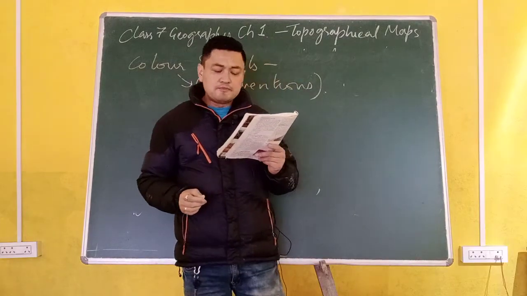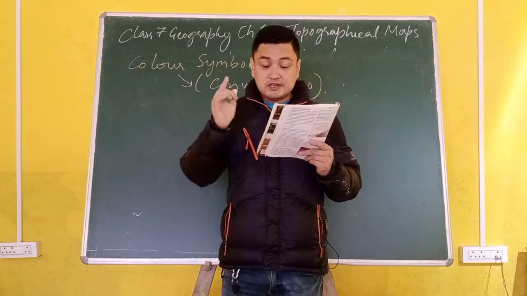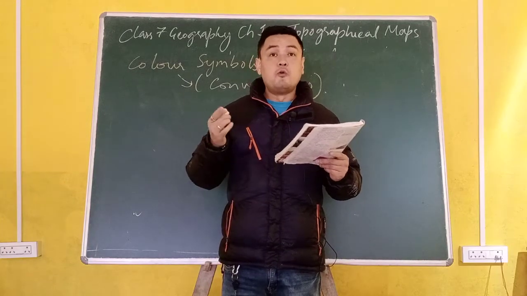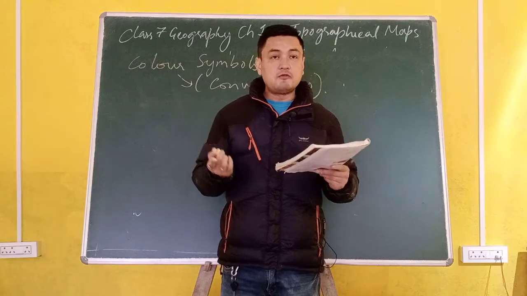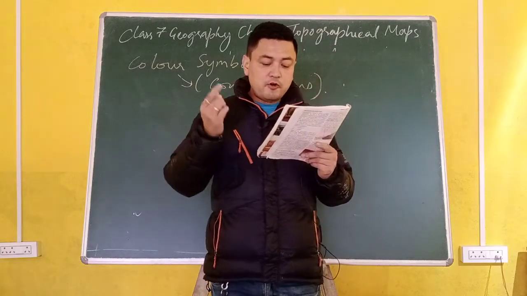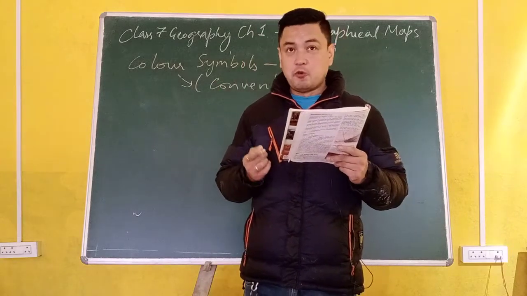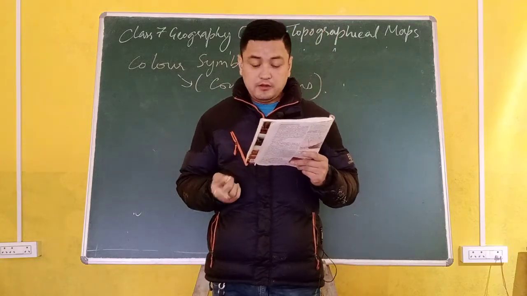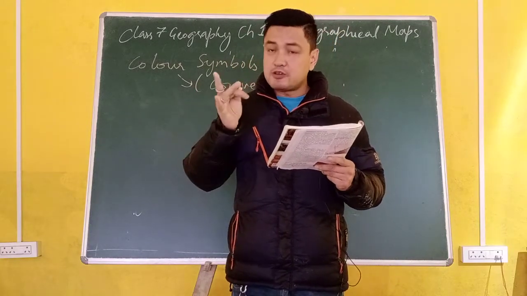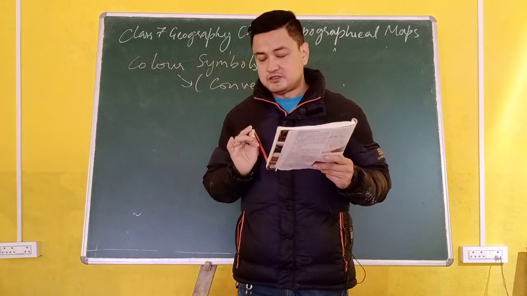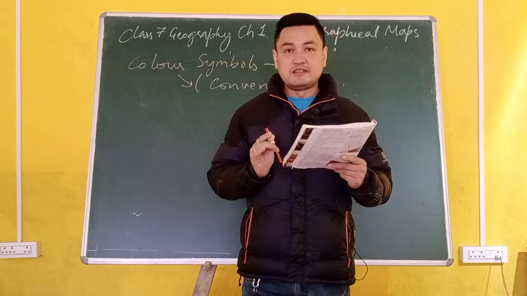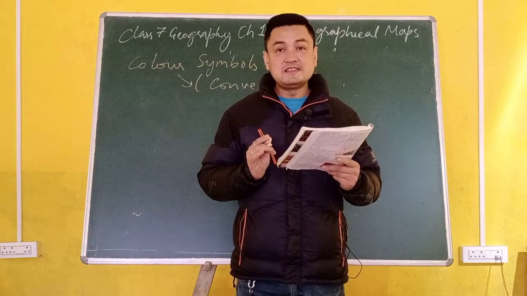Some conventional colors used on topographical maps are blue for water bodies. So whenever we think of water, we think the color is blue. Blue for water bodies like rivers, seas, oceans, lakes, etc. Brown for mountains, plateaus, and hills. Remember that. Yellow for desert areas, as well as green for all types of plants and trees.